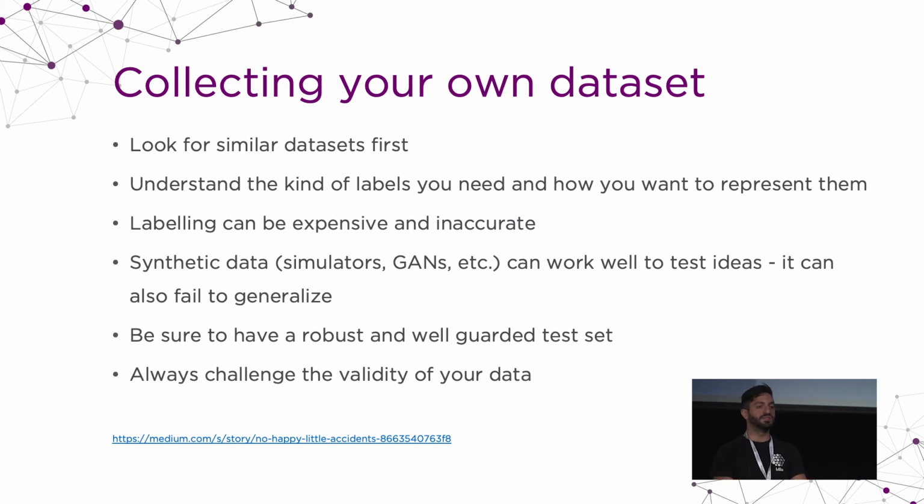So first, look for similar data sets and understand the kind of labels you need and how you want to represent them. What's the task you're trying to do? Is it just classification? In that case, the label is relatively easy. It's just one label. If you're trying to do object detection, then all of a sudden you need to have bounding boxes. So how do you represent these bounding boxes? Again, I recommend you look at how other people have done that, and we're going to look at this later today as well.